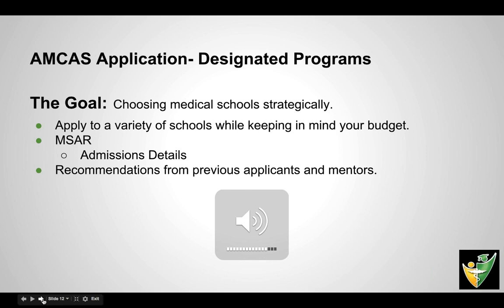You would get that recommendation from a student like myself who's now in medical school, or a physician mentor. Romina, can you go a bit into how you decided to choose your schools based on GPA and MCAT? I remember you mentioning that to me.